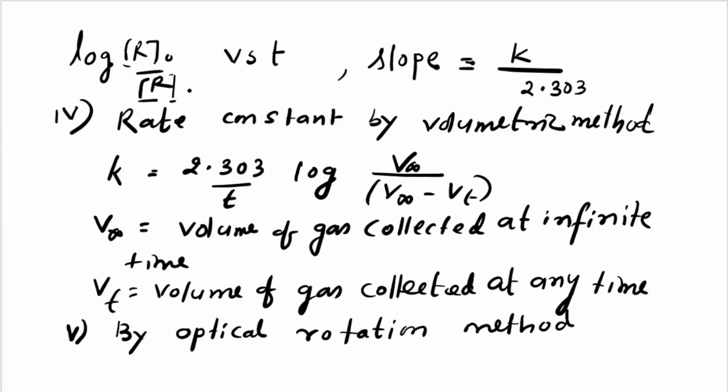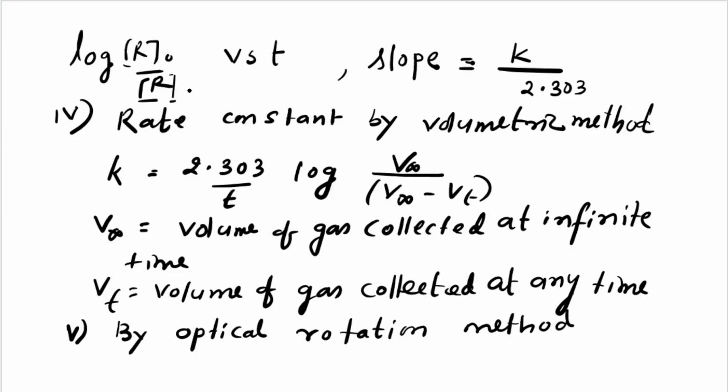What is the formula again? k = (2.303/t) log V∞/(V∞ - Vt). V∞ means volume of gas collected at infinite time. Vt means volume of gas collected at any time.